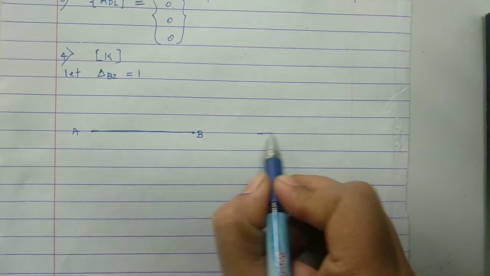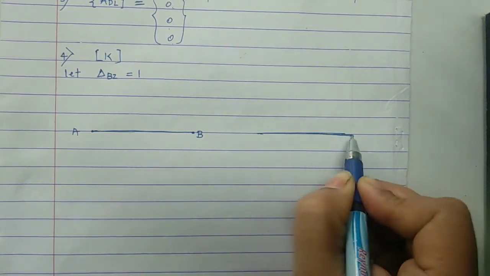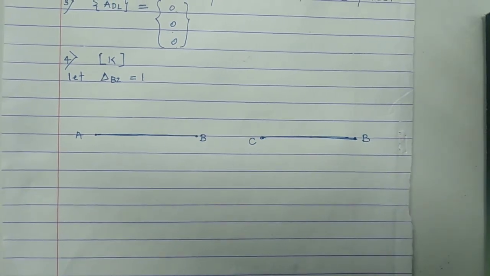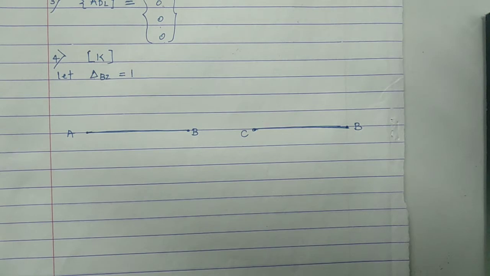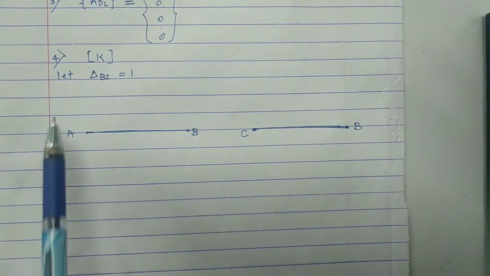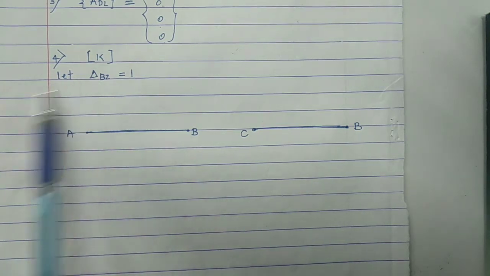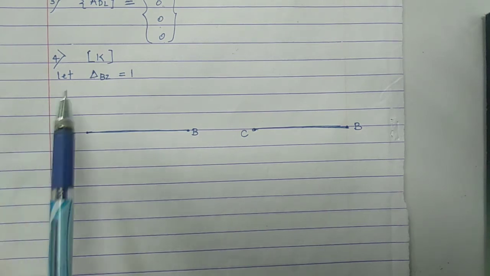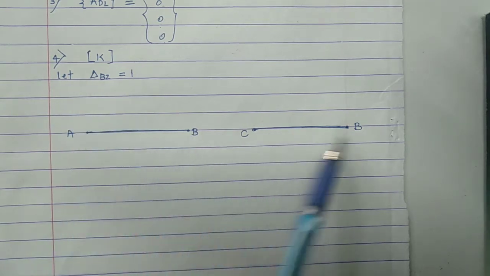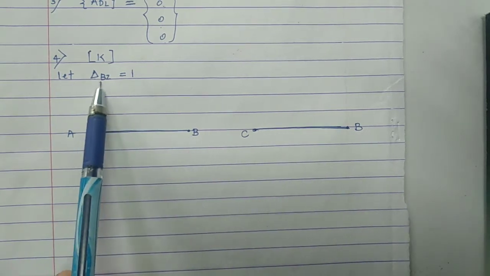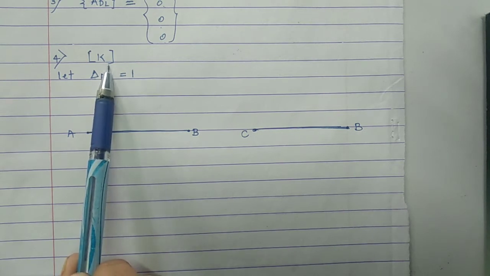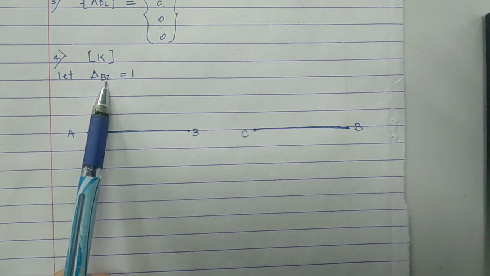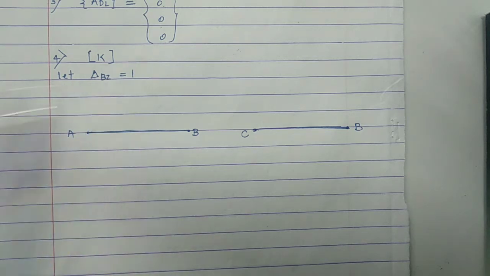The second member is the C to B member. Once this sequence is finalized, you can apply the same sequence in the second step, when we take theta bx equal to 1, and in the third step, theta by equal to 1. Now, under the fourth step, when we are deriving this K matrix, let the first degree of freedom delta Bz equal to 1.